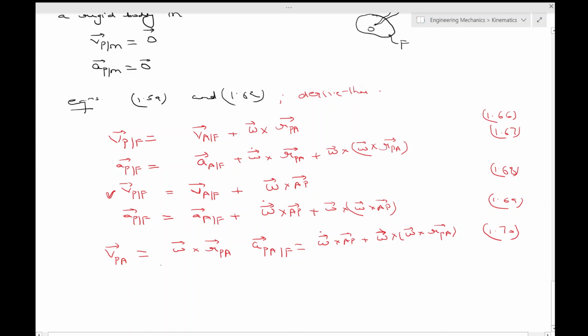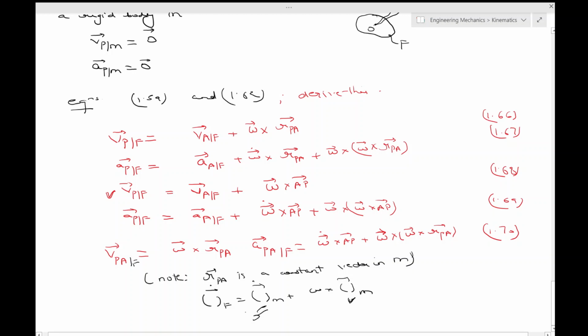So, one of the points to note is that RPA is a constant vector in M. Okay, so similarly, the time derivative, you remember, this is with F, for any vector in M, plus you had an omega cross the vector in M. So here you put that constant vector and RPA dot will be equal to 0 in M, so this becomes 0 and hence this becomes velocity of PA. So that's how you can also get this one.